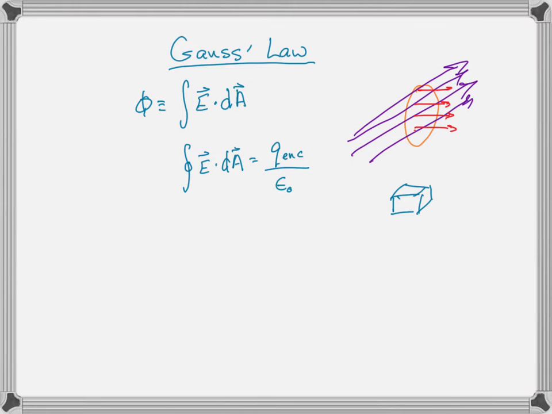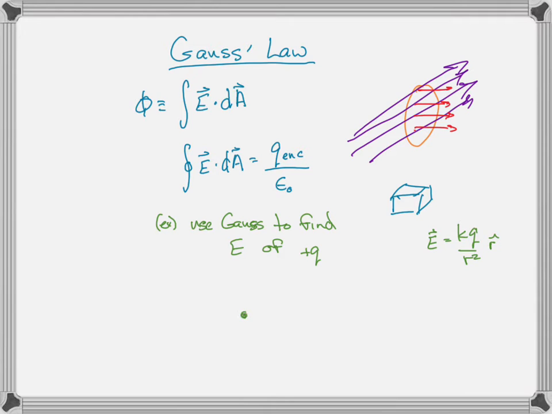So, for example, let's do the simple example of Gauss's law, which is, let's use Gauss's law to find the electric field of a point charge. We already know the electric field of a point charge. The electric field of a point charge is KQ over R squared, R hat. That came from Coulomb's law. We found that from Coulomb's law. Let's now use Gauss's law.